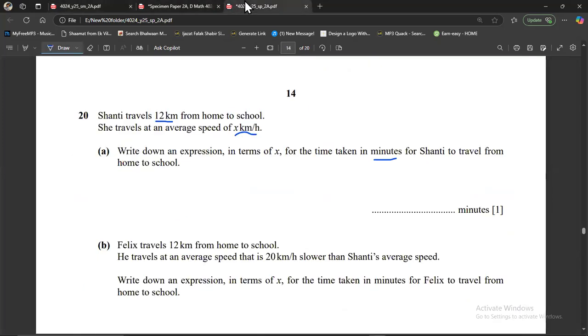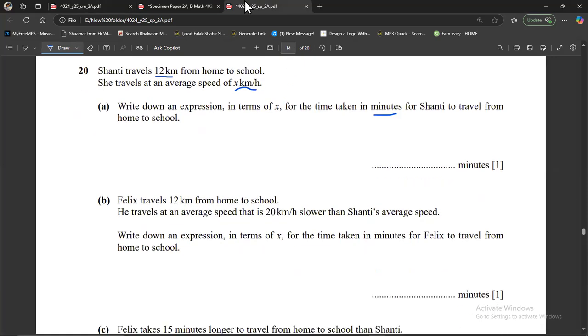Now, in the next part, he says, Felix travels 12 kilometers from home to school. He travels at an average speed that is 20 kilometers per hour slower than Shanti's average speed. Write down an expression in terms of X for the time taken in minutes for Felix to travel from home to school. Okay, so his speed is 20 kilometers per hour slower than Shanti's average speed. Shanti's average speed is X. His speed is 20 kilometers per hour slower than that speed. So the speed of Felix will be X minus 20.